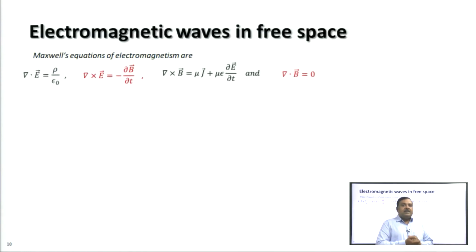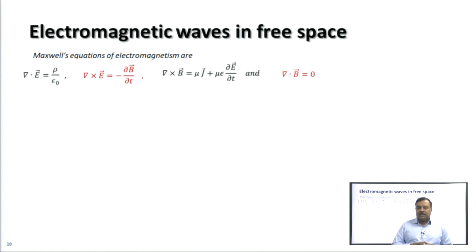So, these are the 4 equations, Maxwell's equations: Gauss's law, Faraday's law, modified Ampere's law, and del dot B equal to 0. These 4 equations are known as Maxwell's equations. Out of these equations, none of the equations is from Maxwell. Actually, Maxwell modified just Ampere's law, but this brought in new induction phenomena.